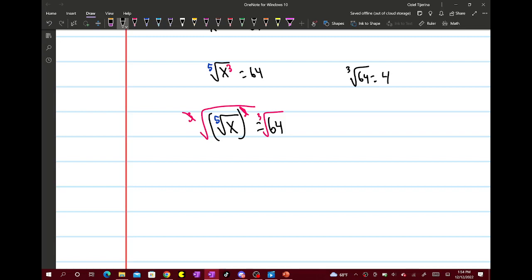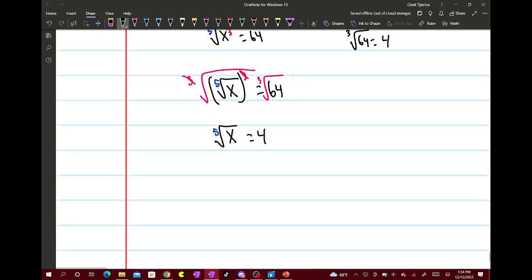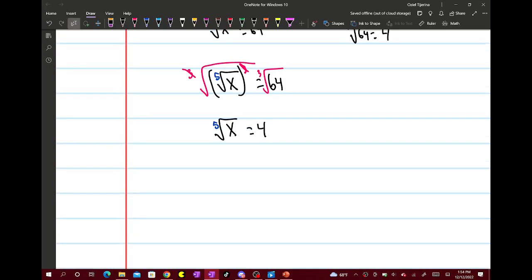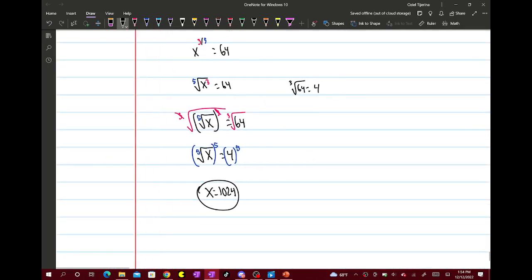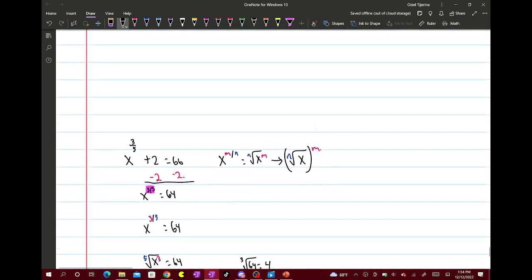And so we have the 5th root of x is equal to 4, right? Lastly, all you have to do is raise both sides to the 5th power to get rid of that 5th root. 4 to the 5th power is going to be 1024. So x would be 1024, right? That's the first way to do it.